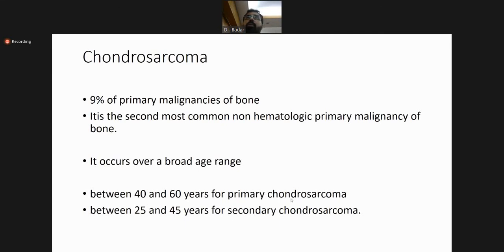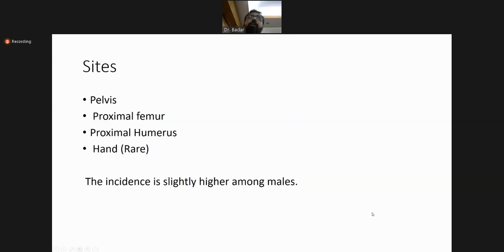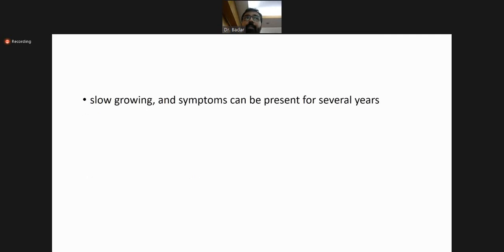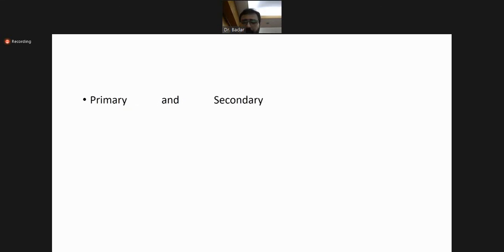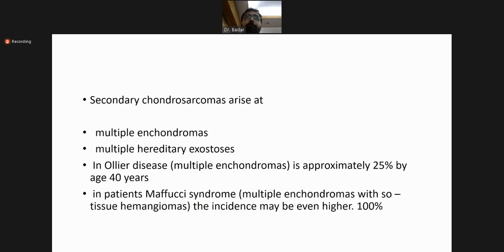Primary, there is no problem before this, and secondary, when the patient is having multiple hereditary exostosis and they turn out to be converted into chondrosarcoma. So sites, pelvis is the most common site. Other than that, proximal femur, proximal humerus, hand, and slightly higher incidence in males as compared to females. It is slow growing, and symptoms can present for several years.